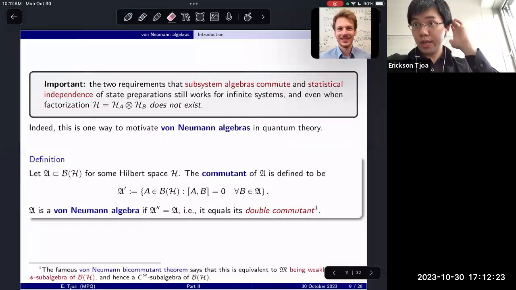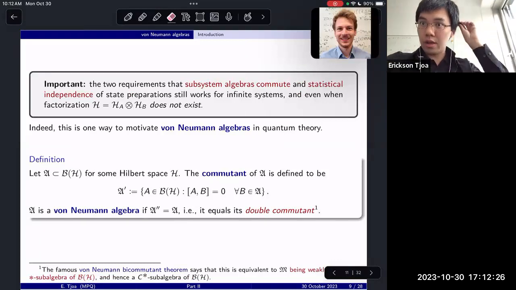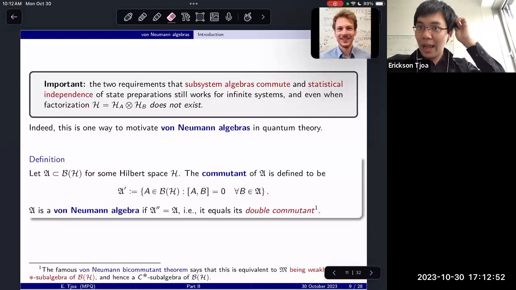And indeed, this is actually what we need for people who work in quantum field theory. And this is also one way to motivate the notion of von Neumann algebras. And let's define it more precisely. So the definition is, if I have a Hilbert space, and I take a subalgebra of bounded operators acting on some Hilbert space, really it should be a C-star subalgebra of the bounded operators, then you can define the commutant of this algebra to be anything that commutes with this algebra. And this is a von Neumann algebra if it is its own bicommutant, or the double commutant.